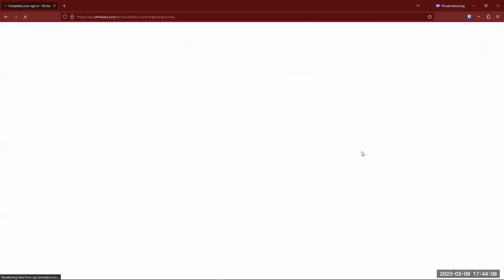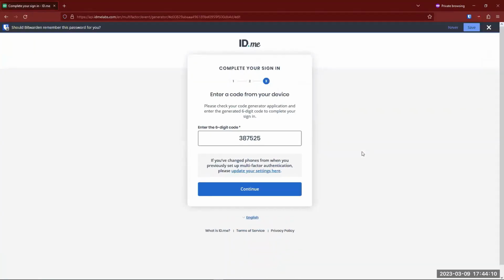And once that is presented, the user will be asked to provide the second form of authentication, which is configurable by the end user and can include anything from SMS-based one-time passwords to FIDO tokens, or in this case, a code generation application 6-digit code.